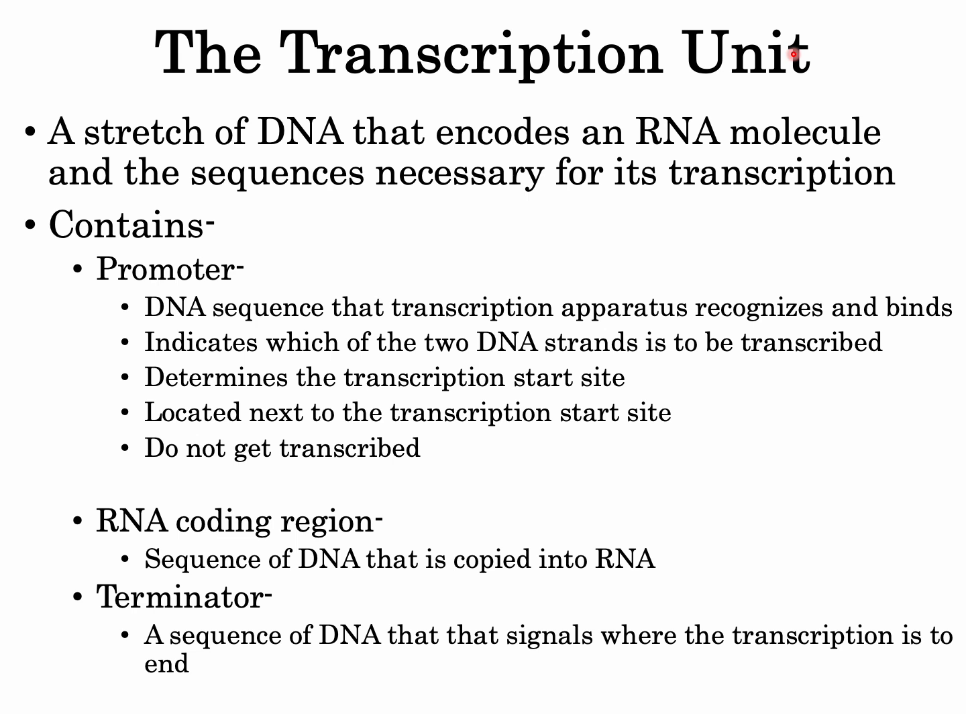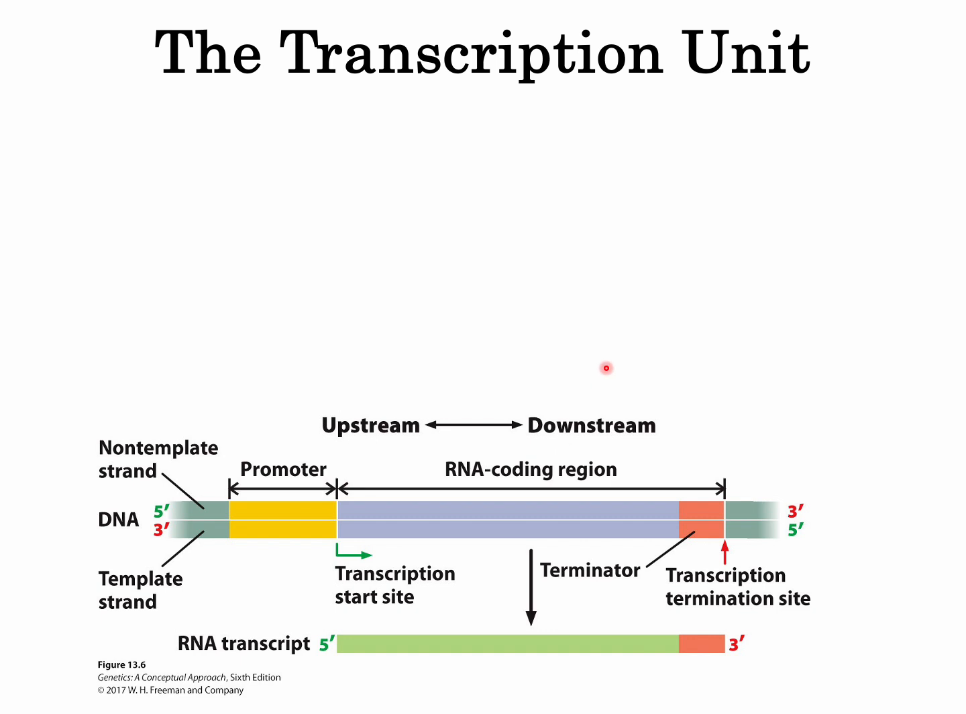At a given time, when RNA is generated from the transcriptional unit, the promoter will not get transcribed, but the terminator will get transcribed into the primary RNA transcript. When you are looking at the transcriptional unit as indicated here, you can find these sequences we just talked about. We have the promoter that is located upstream of the transcription site, and then the RNA coding region and the transcription termination site downstream of the transcription initiation site.